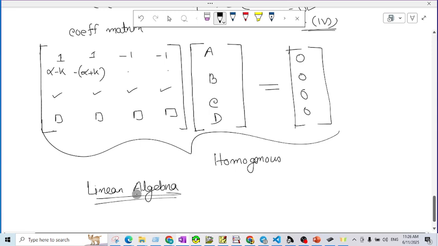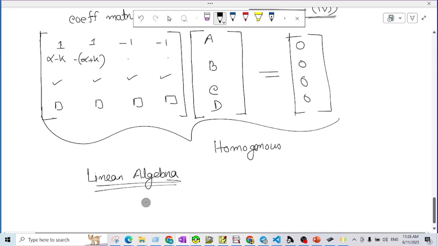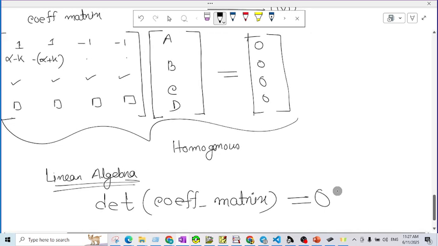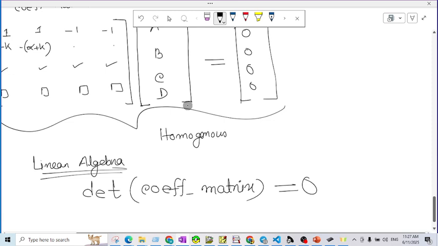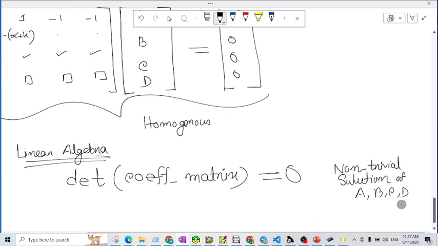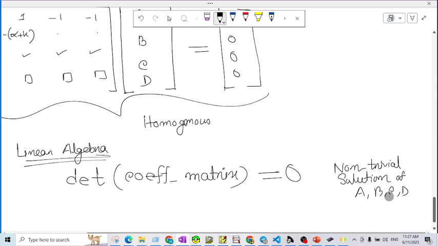So from linear algebra, we know that if the determinant of this coefficient matrix is 0, then you will get a non-trivial solution. That means you will get some non-zero value of a, b, c, d.